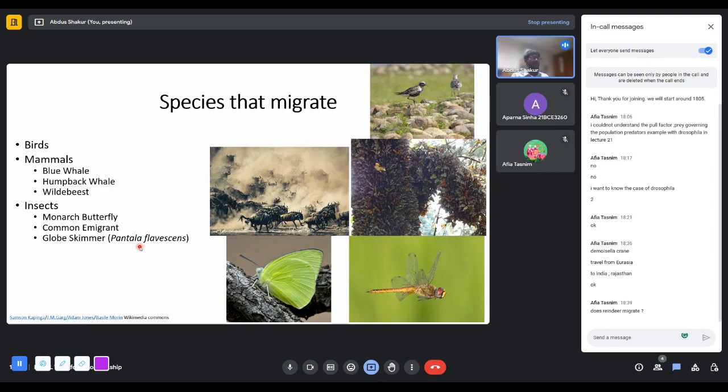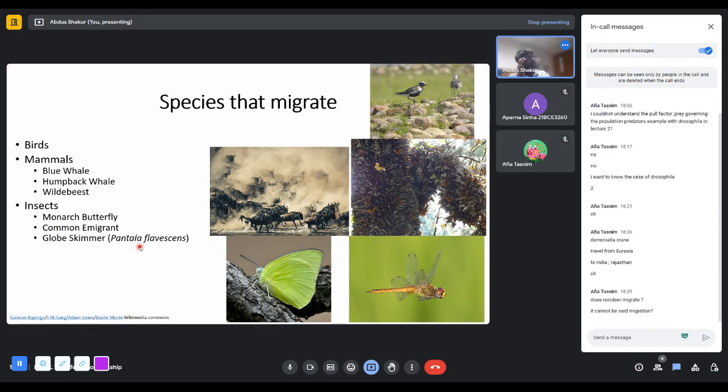So I'm giving examples of the large scale migrations or the longer migrations. I'm not sure that much about reindeer. I think it depends on the area the reindeer is also from. It cannot be said migration.